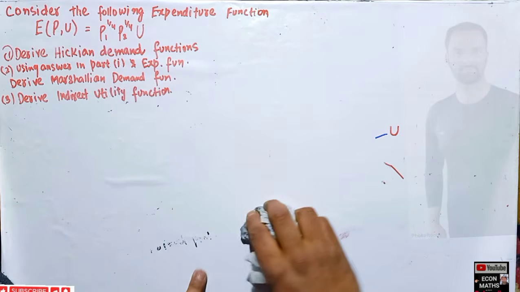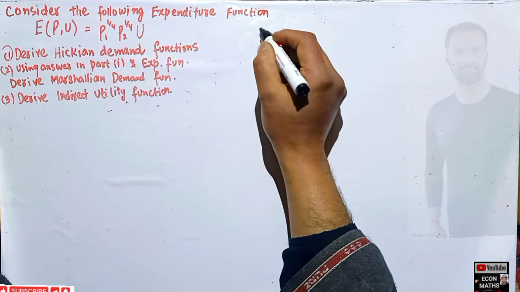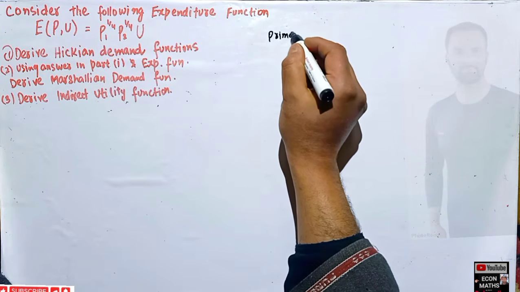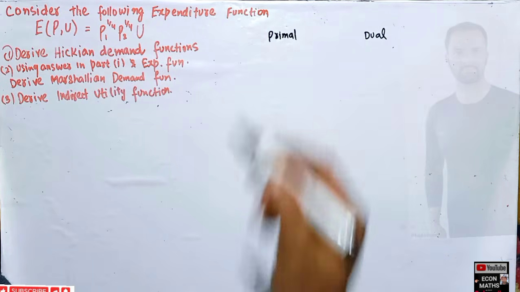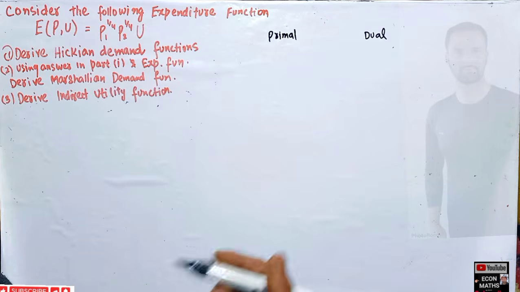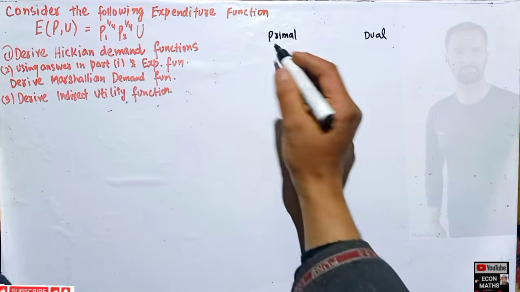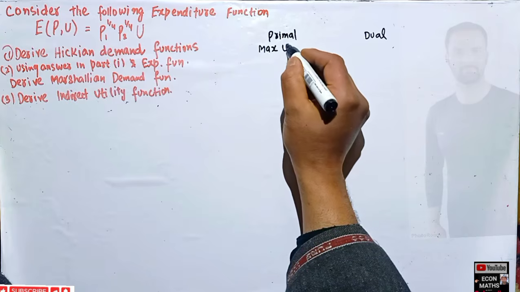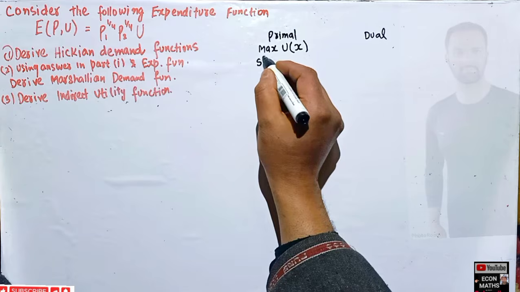Now what is our primal problem? Let me write it like this. We have two problems here: one is called the primal problem, another is called the dual problem. In the primal problem, which I told you earlier, we want to maximize our utility from the consumption of goods given the budget constraint.